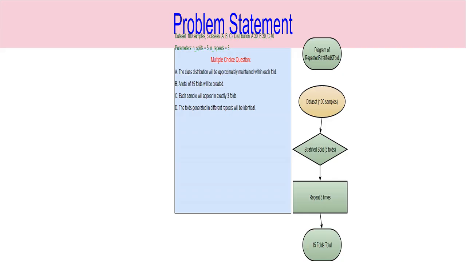We're working with a dataset containing 100 samples split into 3 categories or classes: A, B, and C. Each category has approximately 30, 30, and 40 samples. I'll use RepeatedStratifiedKFold to divide this data for cross-validation. I will use 5 splits in each repetition with 3 repetitions in total. The quiz tests my understanding of how this method divides the data.